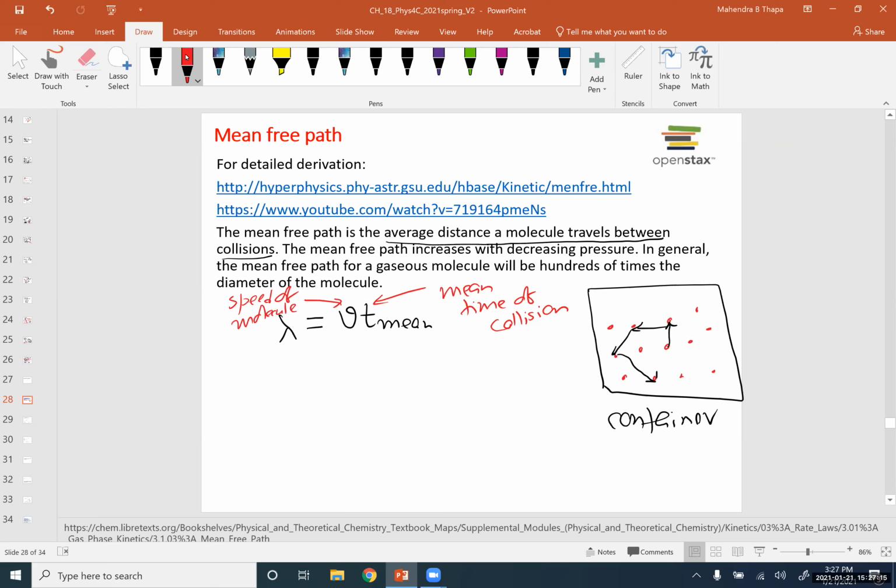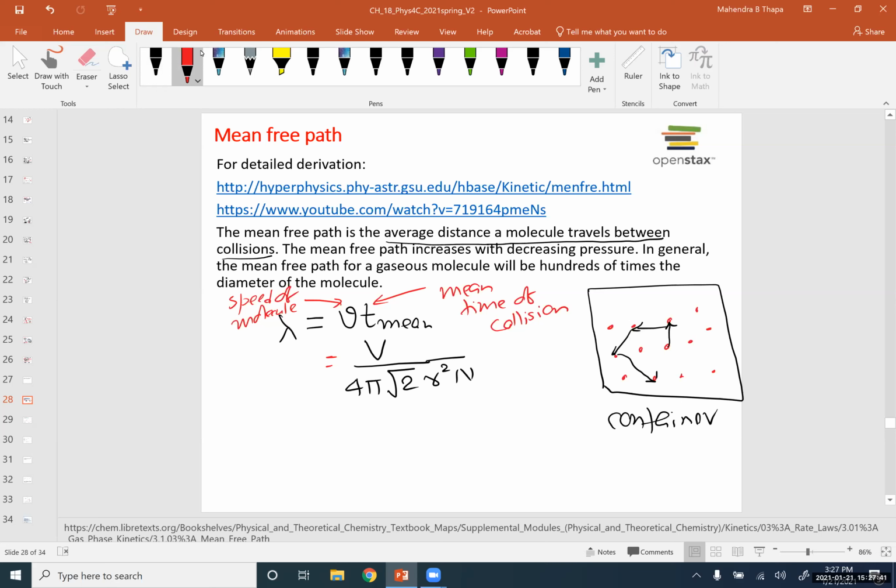Then this can be written as lambda equals V over 4 pi under square root 2 r squared N. Okay. So here there are some of the terms we need to define.